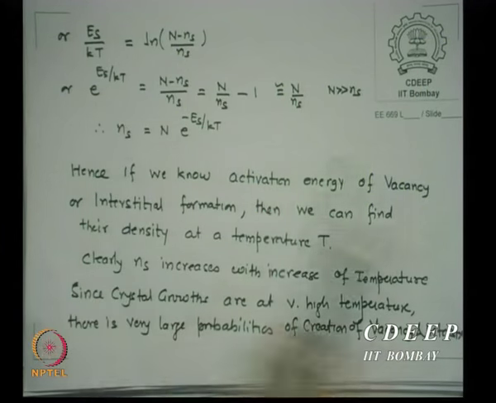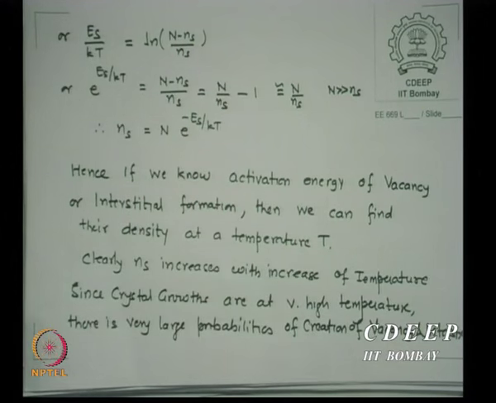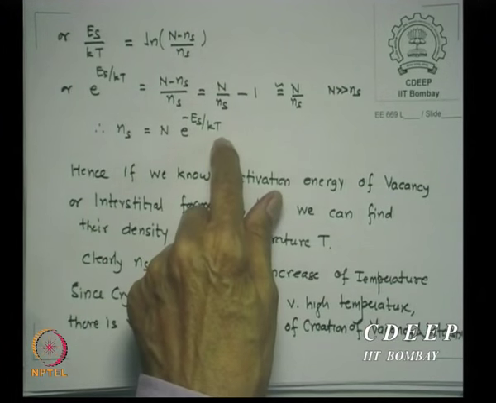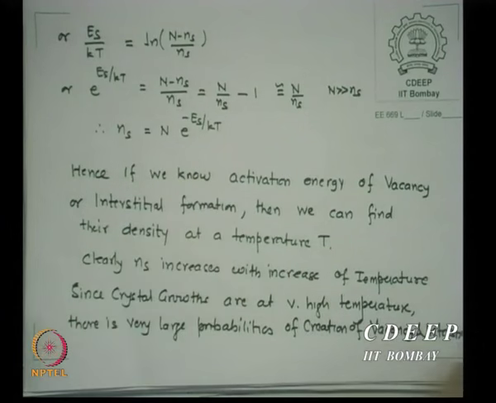ns will be larger if temperature is larger. e to the power minus 0 is 1, and therefore all of the n atoms are as if replaced. So at T equal to infinity, this is e to the power 0, which is 1. So at very large temperature, silicon will be replaced by impurities, which is what we don't want. So we don't go to that much temperature.